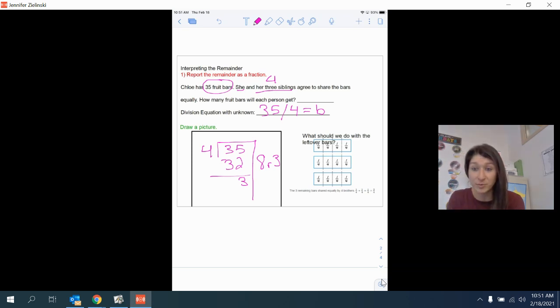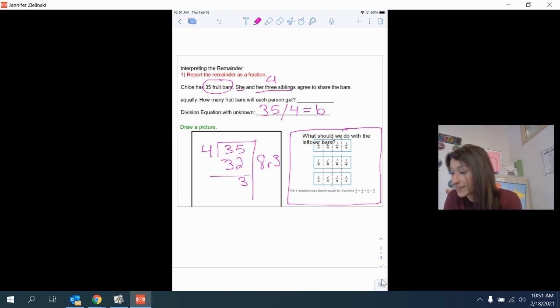I'm going to show you what we're going to do to write this as a fraction. And here's a nice picture that you could see as to what we could do with our leftover bars, okay? Because they're bars, we can split them up into pieces. Think about that, something that you could break up and split among people. So that might be a good opportunity for you to know that you're going to use fractions, okay?